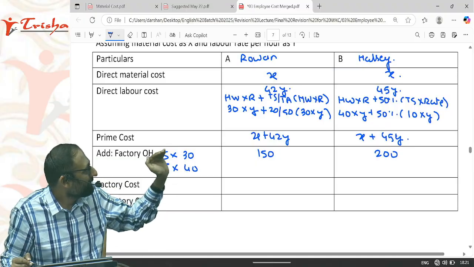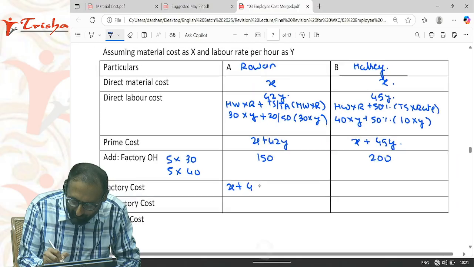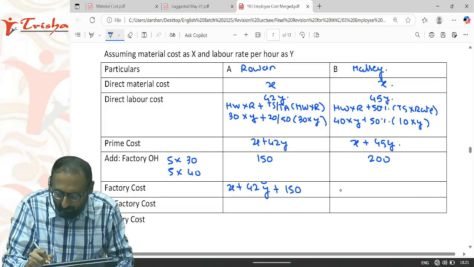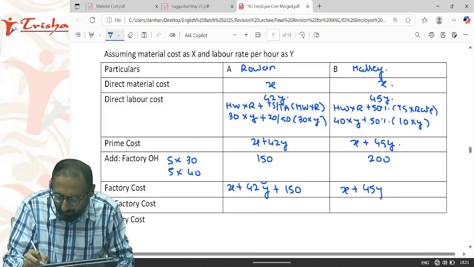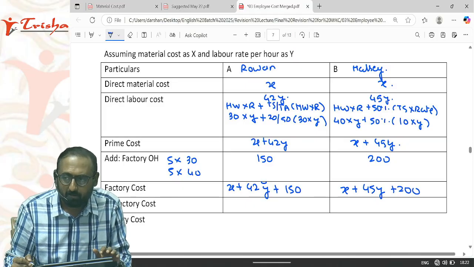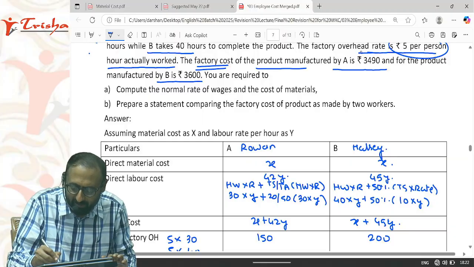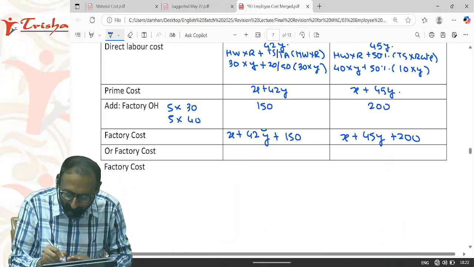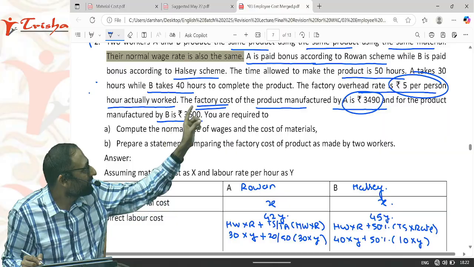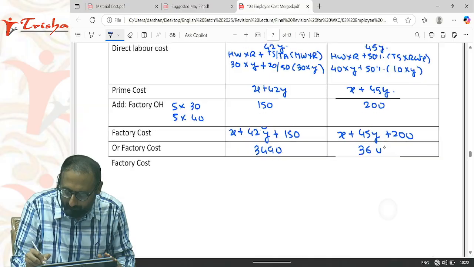Now prime cost plus factory overhead is equal to total factory cost. Your total factory cost comes to X plus 42Y plus 150, and in the second column it will be X plus 45Y plus 200. But the factory cost is already given in the question. It is 3490, so in the first column I will write 3490, and in the second column the factory cost given is 3600, so I will write 3600.